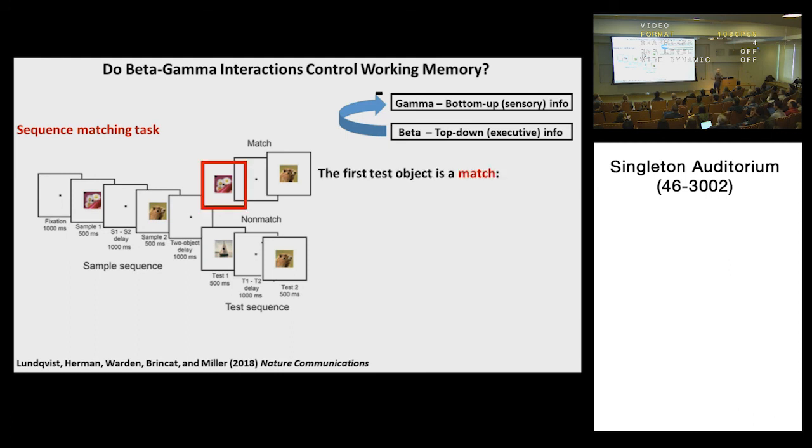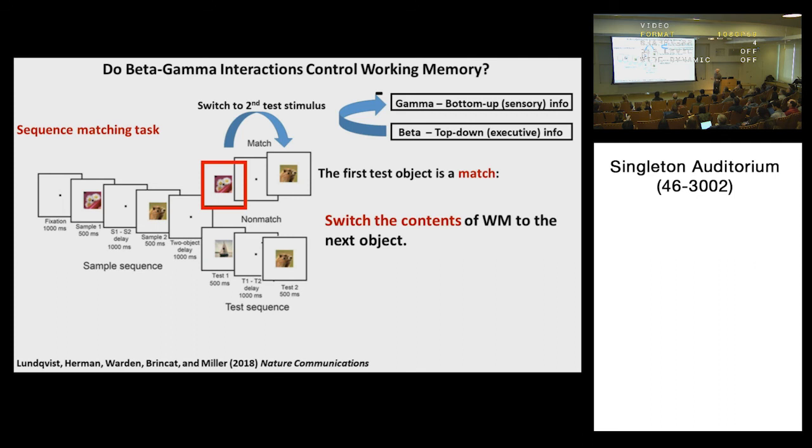Now, let's say the first test stimulus is a match. Now the monkey has a different sort of operation it needs to do. It's not going to clear out working memory. What it has to do now is switch the contents of working memory from the first stimulus, which it already made a decision on, to now start thinking about the second stimulus in anticipation of matching the second stimulus. So the animal should switch the contents of working memory to the next object.